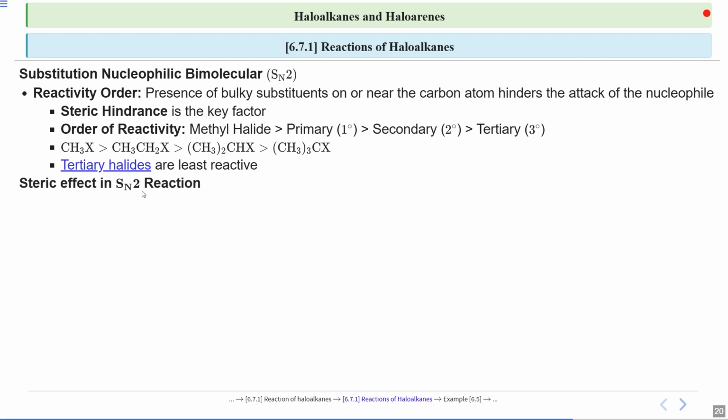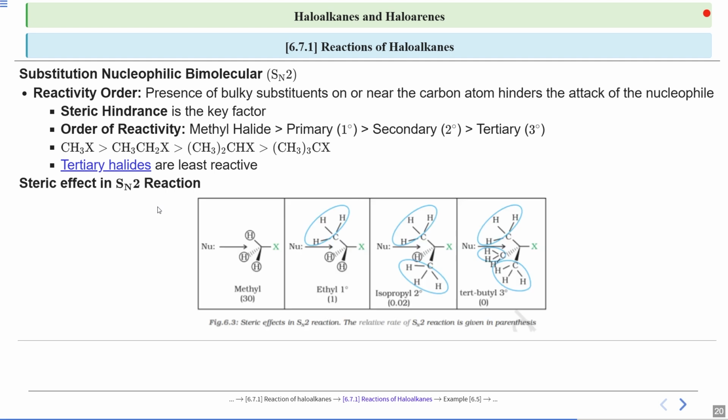Steric effect in the SN2 reaction. If you look at this diagram, figure 6.3, steric effects in the SN2 reaction, the relative rate of the SN2 reaction is given in the parenthesis. So this is methyl halide, CH3X. The nucleophile is going to attack from the opposite side of the carbon-halogen bond, and it can easily attack because only small hydrogen atoms are bonded with the carbon. So the relative rate is 30.